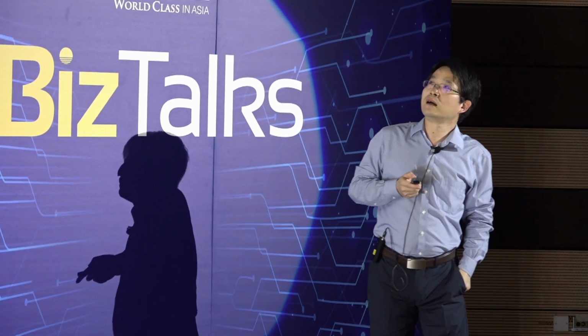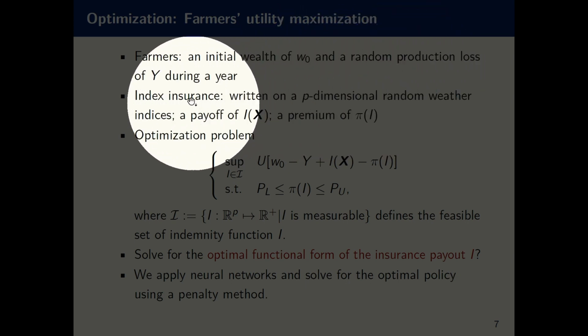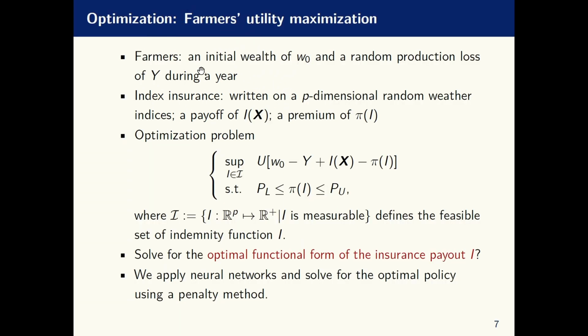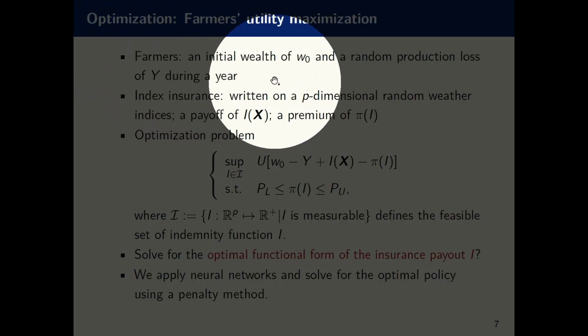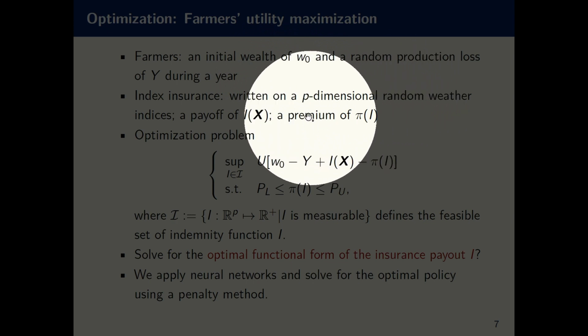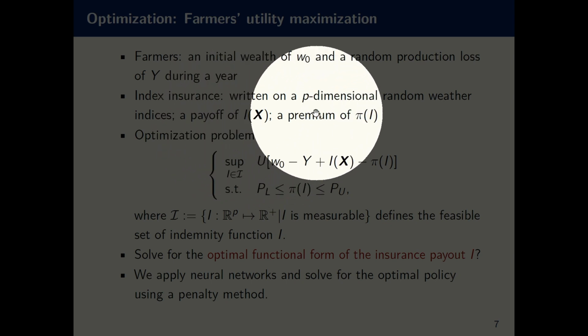All right. So I'm going to briefly sketch the main technical process here, but you're going to see it's very simple. It's not very complicated. Here we assume that the farmer has an initial wealth of W0, and this farmer faces a random product loss, Y, during the next year. The second part is the index insurance. We're going to design the index insurance written on p-dimensional weather conditions, not only a single dimension. This insurance is going to pay a payoff I, and the price, the insurance premium, is pi.